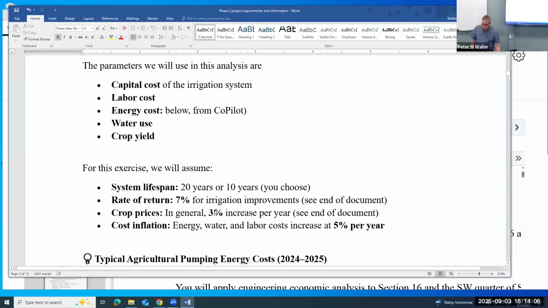It looks like the crop prices, and not all crops are the same, but I included it in the document, are going to increase by about 3% per year. And then the costs, like energy cost, water cost, and labor costs, look like they're going to go up by 5% per year. So those are the numbers we're going to use.